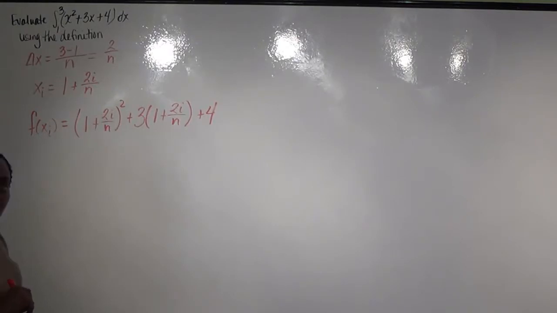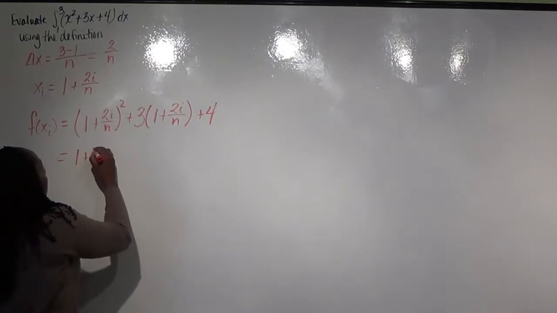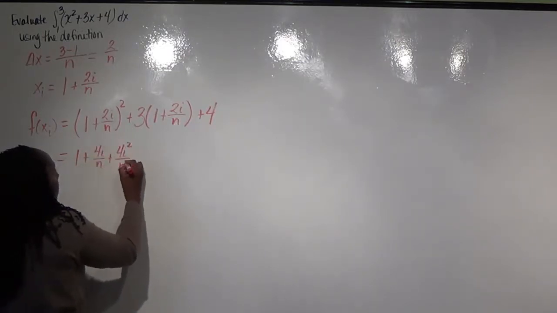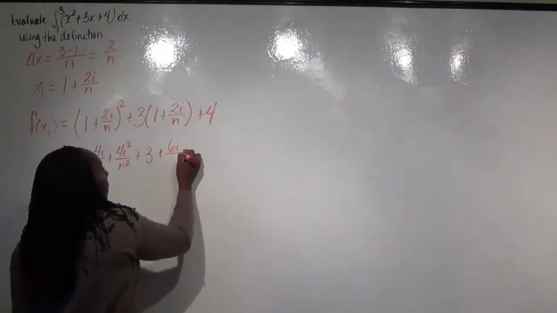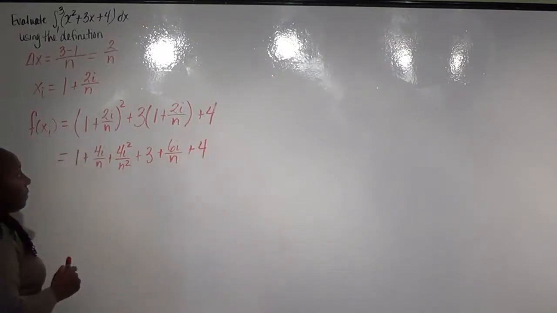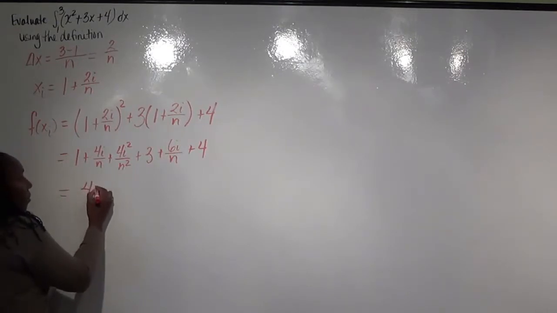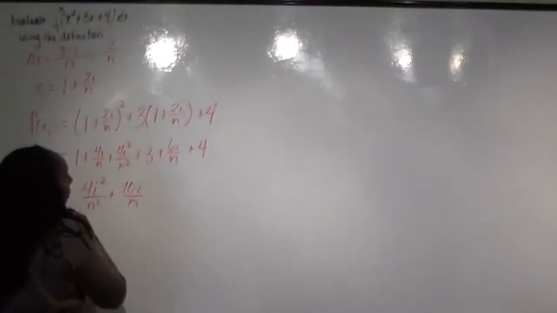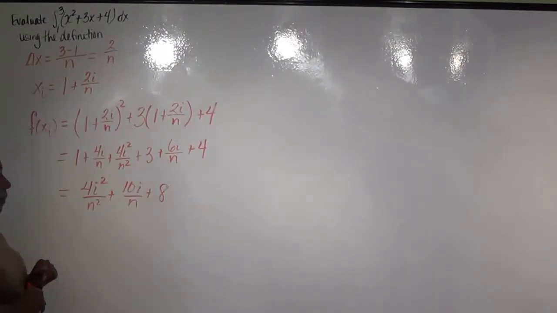Again, probably want to simplify this before I try putting it into my limit. So we'll get a 1 plus a 4i over n plus 4i squared over n squared. So foiling that out, plus 3 plus 6i over n plus 4. Combining terms, says our f of x sub i will be 4i squared over n squared plus 10i over n plus 8. Okay.